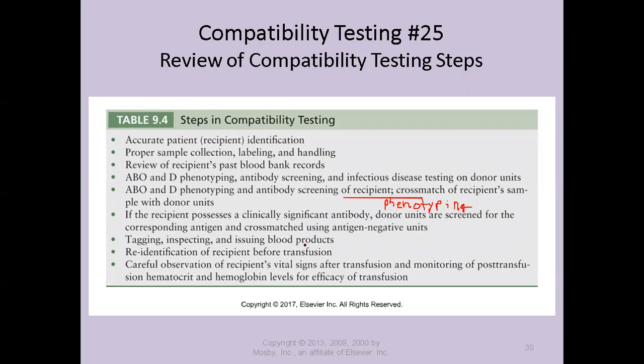Tagging, inspecting, and issuing blood products. Remember, it's a whole protocol that goes back and forth of issuing the blood products between the person taking it to the patient and the blood bank personnel. They will always re-identify the recipient before transfusion. We'll be talking about details of transfusion protocol in a future unit. And they will carefully observe that recipient's vital signs every 15 minutes, basically during the transfusion, to make sure they are not having a transfusion reaction.